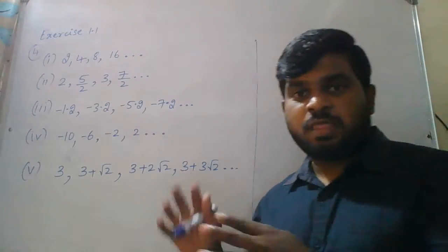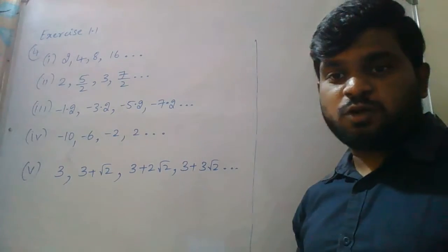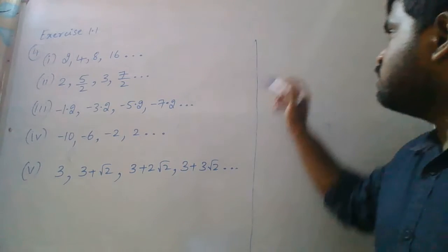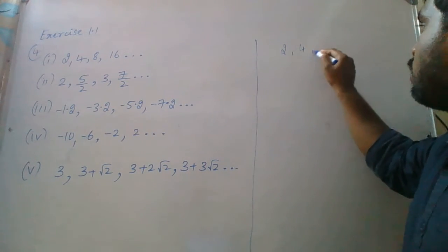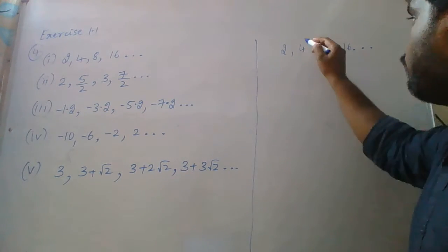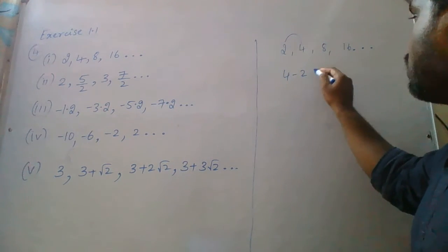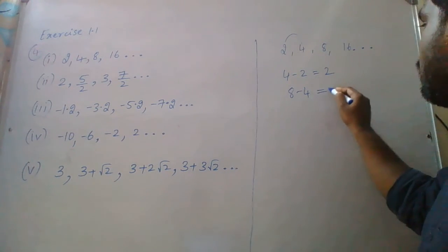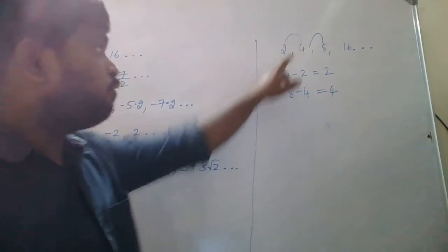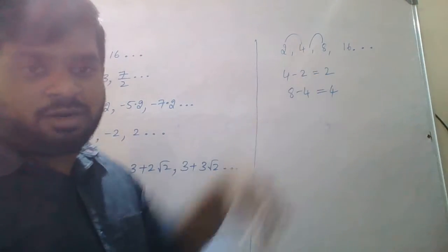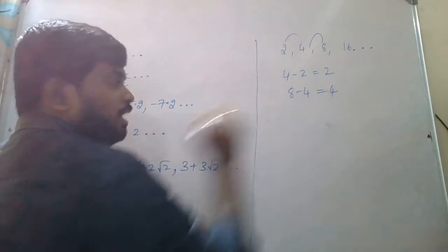Now the first problem, there is a sequence 2, 4, 8, 16. Let's find out whether it is an AP or not. So 2, 4, 8, 16 and so on. 4 minus 2 is how much? 2. But 8 minus 4 is 4. If you observe, 4 minus 2 is 2, but 8 minus 4 is 4. You are not getting a common difference. Therefore, this is not an AP.